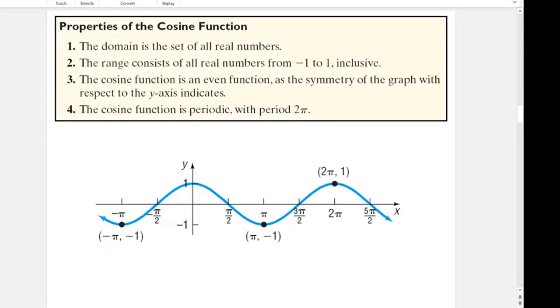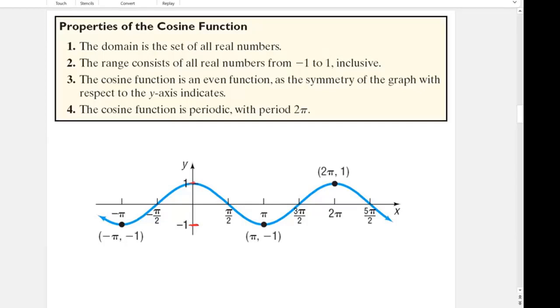So what are the properties of cosine? Again, they're very similar to sine. If you notice, they look almost the same. And I'll show you the comparison in a minute. The domain is the set of all real numbers because this continues infinitely in both directions. Notice the range is the same. It goes from -1 to +1.